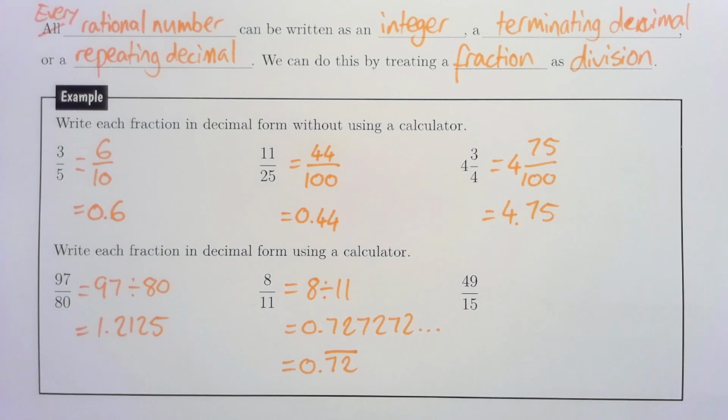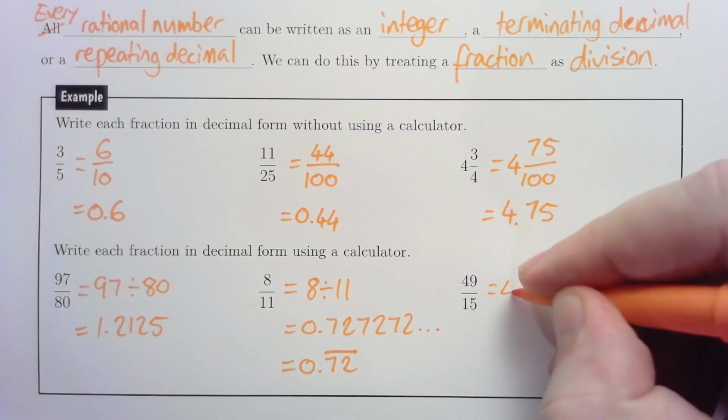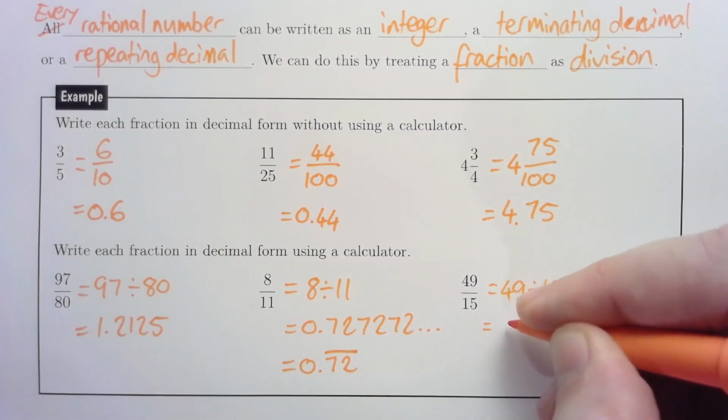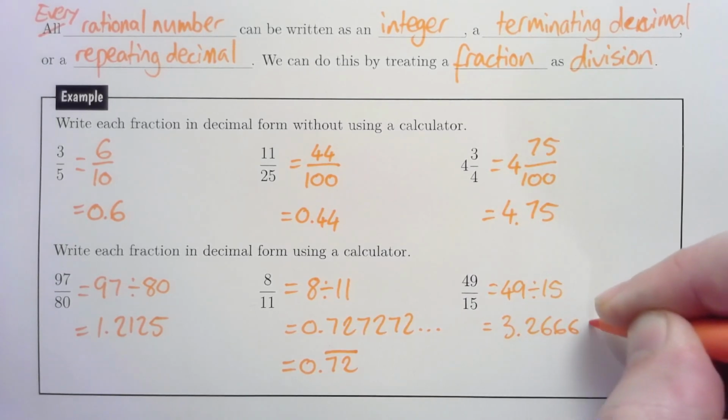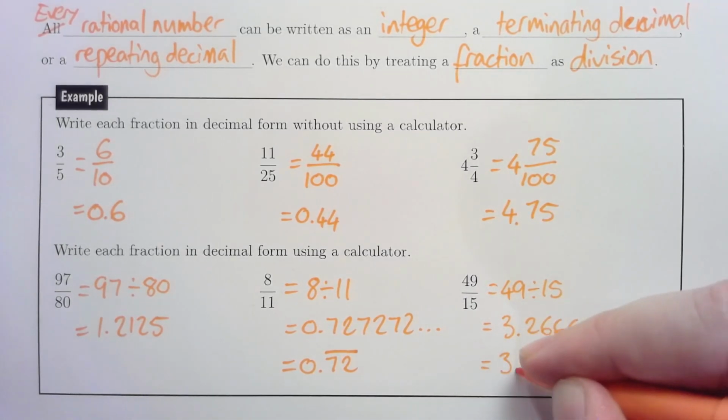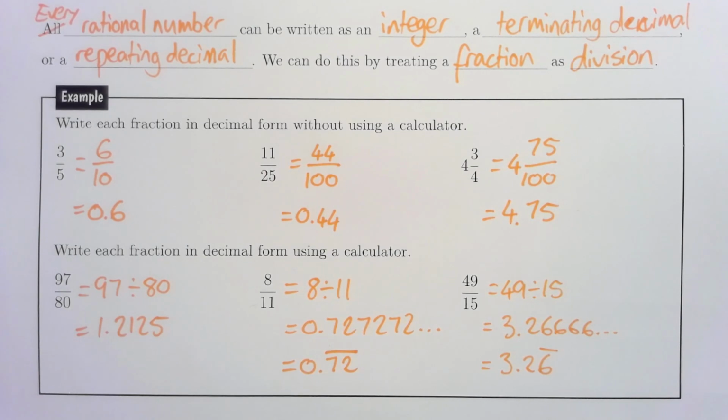Now, be careful with what your calculator tells you. It might round the final digit at the end, so the very end of what your calculator displays won't be exactly the same as the repeating pattern, but that's really what is going on. 49/15 is the same as 49 divided by 15, which is 3.266666 going on without end, which we can write as 3.26 repeating with only the 6 repeating.